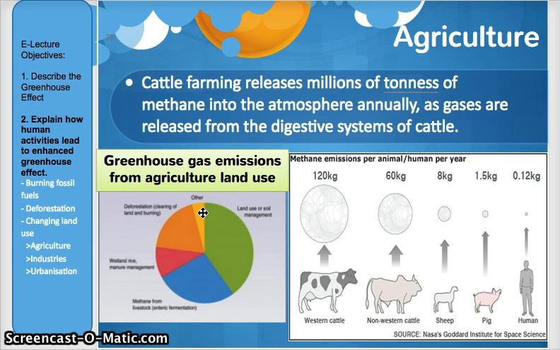As people want more beef, what do we do? We increase the number of cattle farms. To increase cattle farms, what do we do? We deforest. So we link it back to this. Human activities such as farming, such as deforestation are all connected, and this causes an even greater enhanced greenhouse effect.